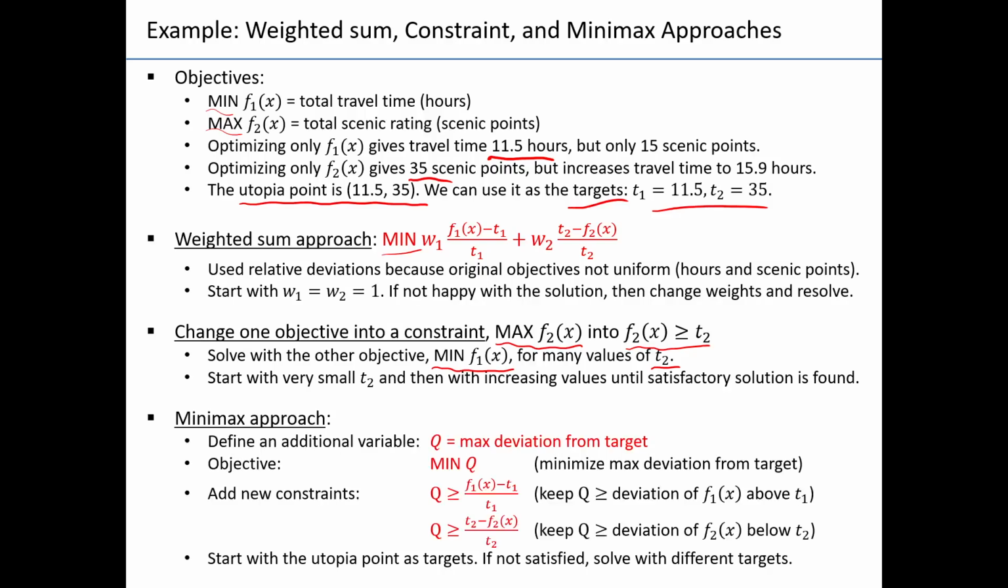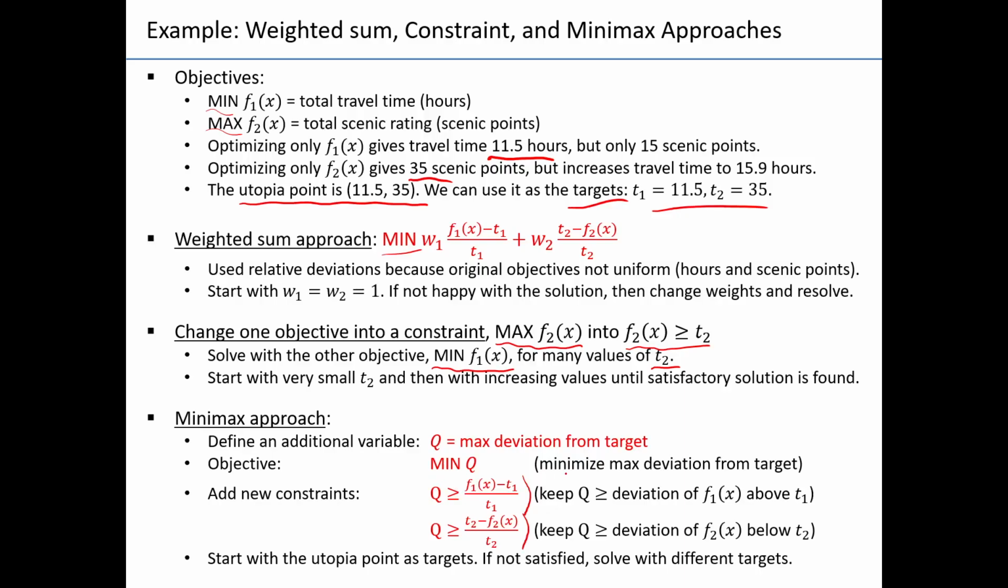And the third approach was minimax. We said we want to minimize maximum deviation from target. Again, we had to use relative deviations, because the meaning of those functions is different. One is in hours, the other is in scenic points. To make them uniform, we need to use relative deviations again, as before: function minus target for minimization, target minus function for maximization.